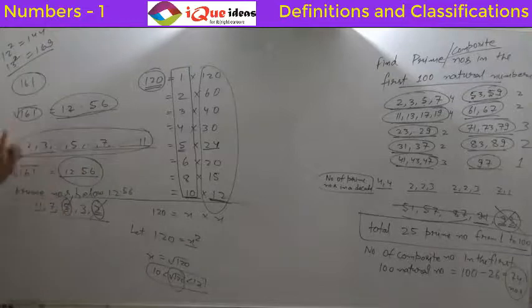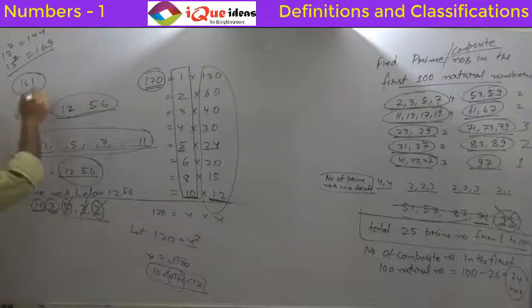Check divisibility by 3. For 3, what you need to do? Just check the sum of digits. So 1 plus 6 plus 1, that is 8. So this number is not divisible by 3. Now similarly, check for 11 and 7. I'll discuss the divisibility tests of 11 and 7 in some of the later sessions. But as of now, divide by 11, divide by 7.